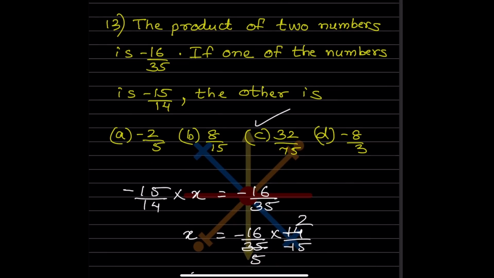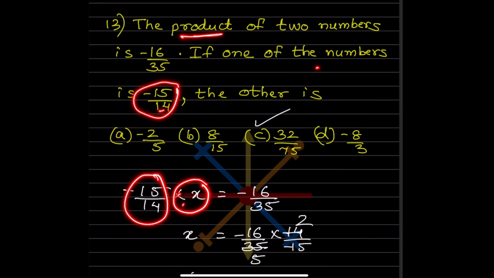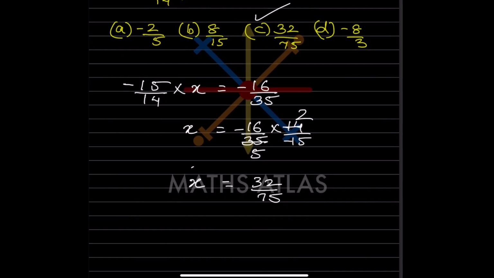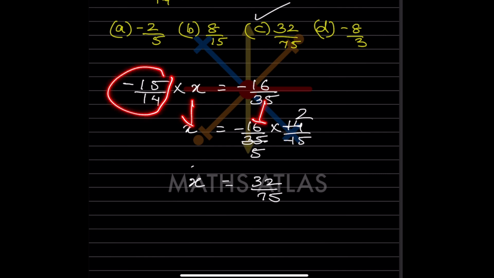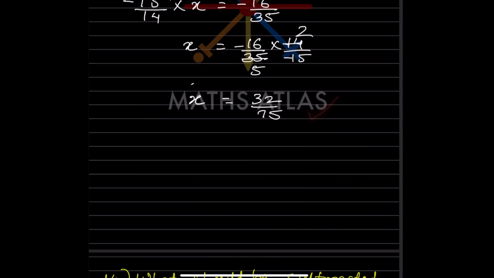Again here they have repeated many problems, these are just for practice. So here minus 3 by 4, if one of the numbers, the product is given, so one number is this one multiplied by x. Again here you are going to do the same. This you are going to flip over because this is multiplication. 14 by minus 15. So x is 32 by 75.